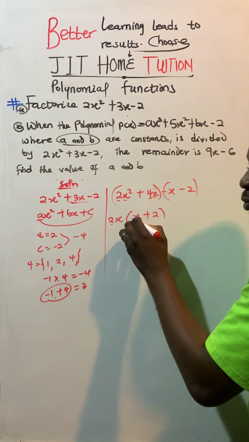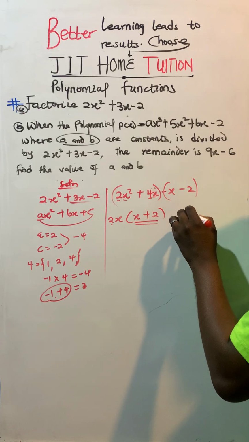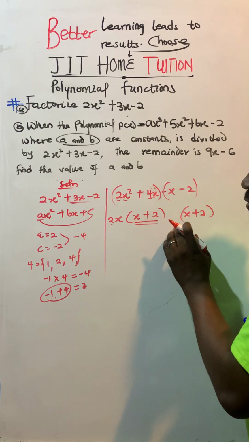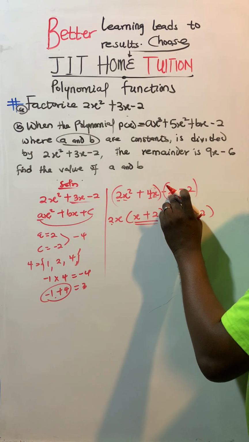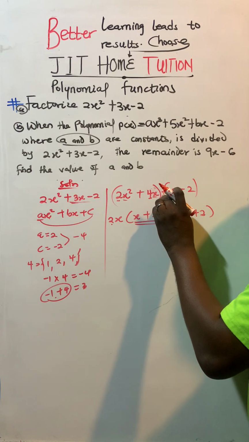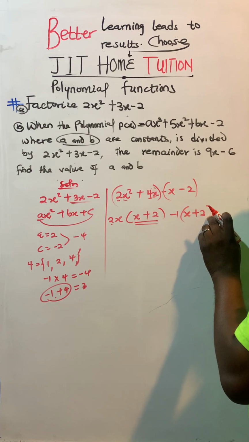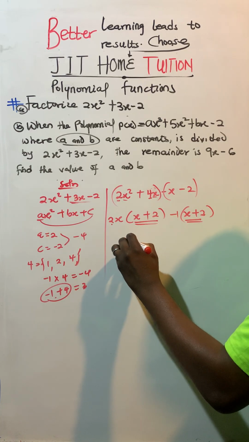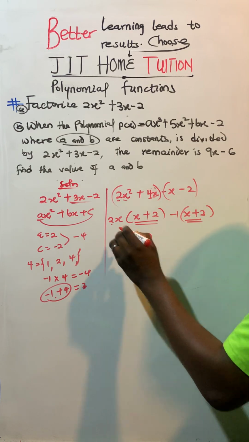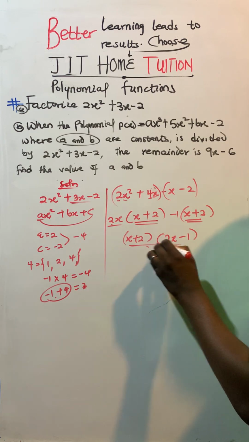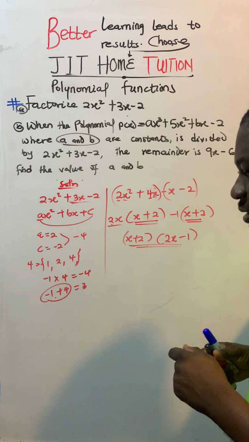Then I always say that what is in the first bracket, you repeat it here, so you have x plus 2. Then you ask yourself, what number, when multiplied by x, will give you this one, that is -x? So -1 times x will give you -x. -1 times 2 will give you the -2. Now, since they are the same, you have x plus 2. You write one of them, then you pick this one, which is 2x minus 1. And this is how you go about factorizing it.